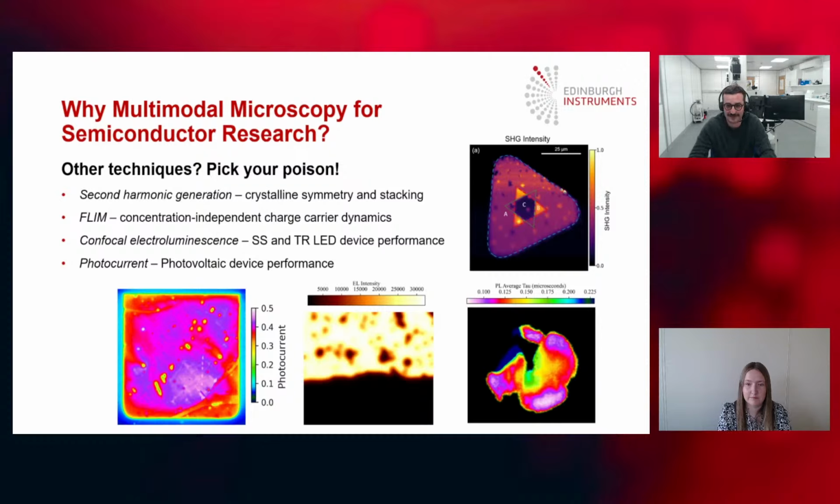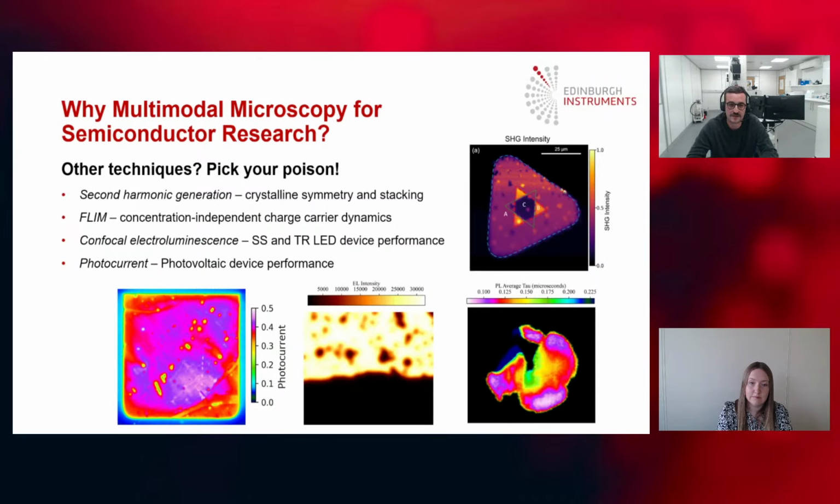Fluorescence lifetime imaging is another technique we can couple in. So this is highly complementary to standard PL imaging, but in many ways it's a lot more useful because it provides information about recombination pathways and charge carrier dynamics in semiconductors, which are very important optoelectronic properties, especially if you're looking at display materials or photovoltaics or things like that.